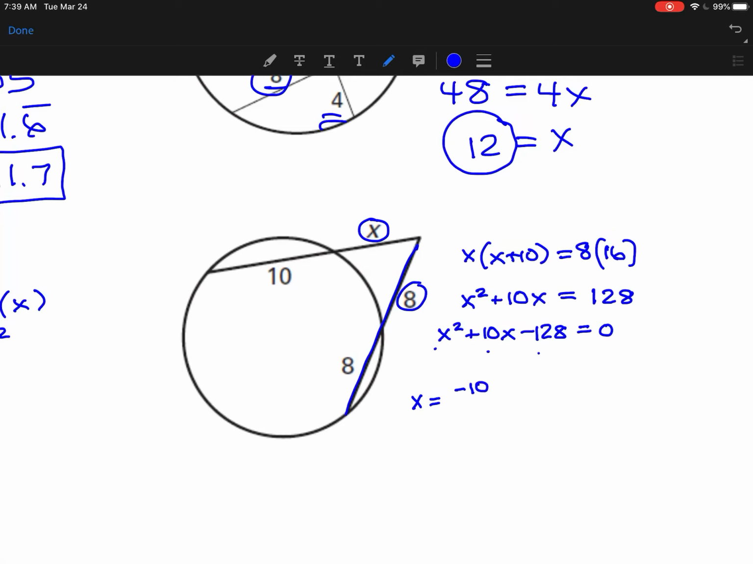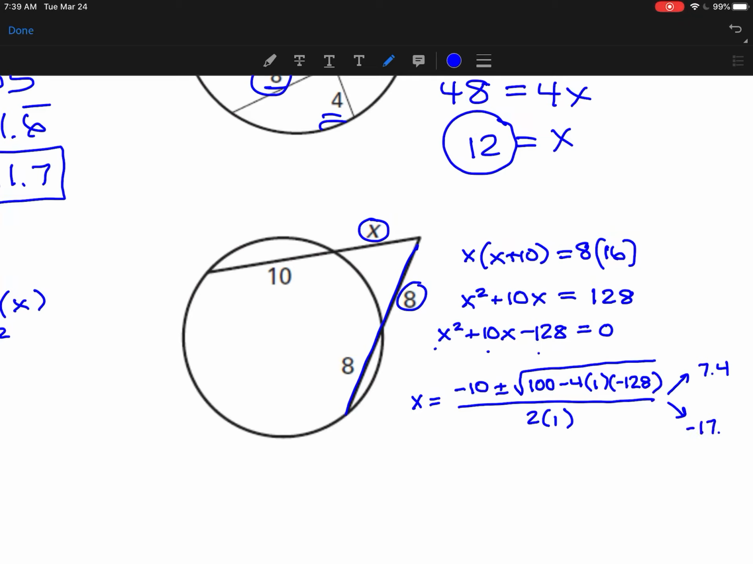x equals negative b plus or minus the square root of b squared minus 4ac, all over 2a. And if you manage to type that in correctly, you should get 1 answer when you do the plus and 1 when you do the minus. The first one I got was 7.4, and the second one negative 17.4. Both of those are answers to that quadratic equation. Only one of them makes sense for our geometry, though, the positive one. So 7.4 would be the length of this x.